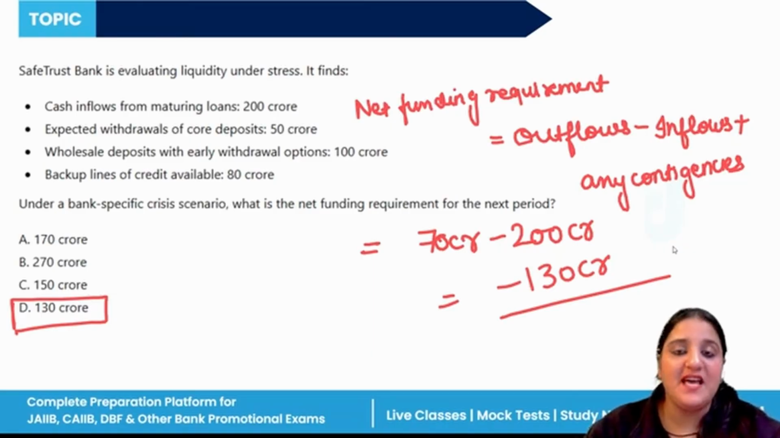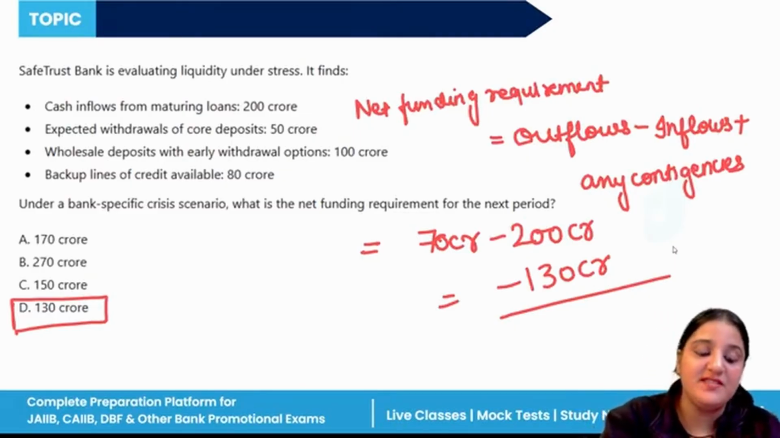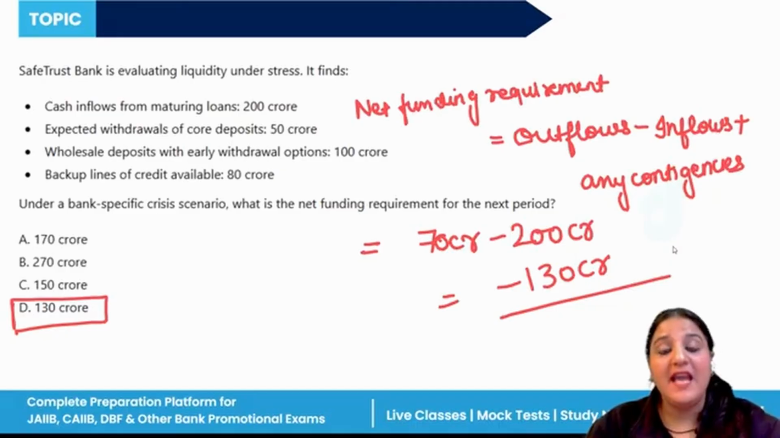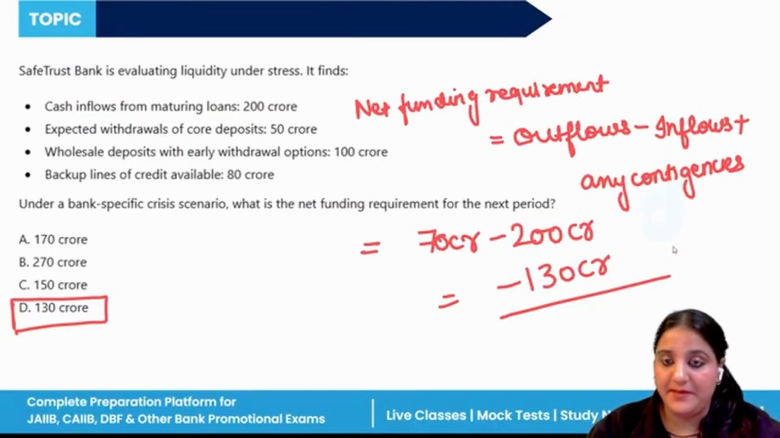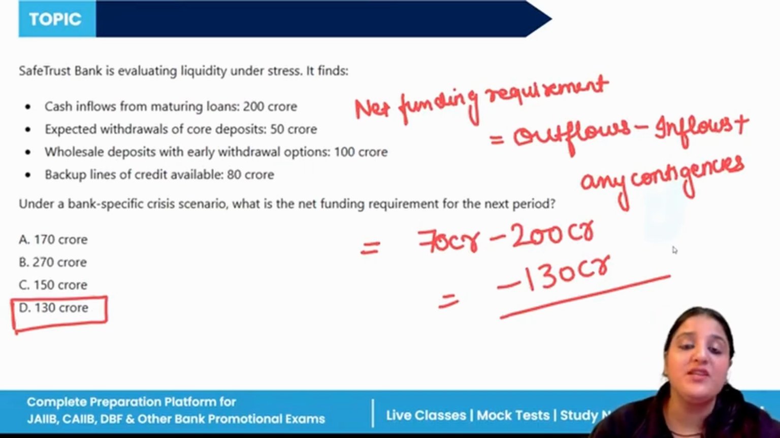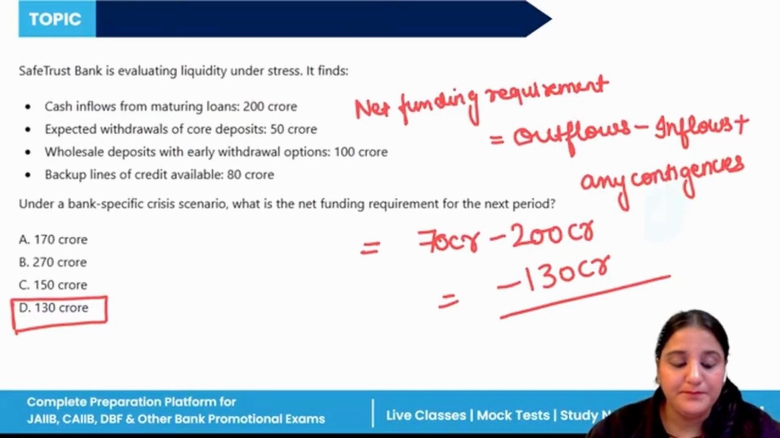Liabilities are always classified into three categories: contractual cash flow reducing outflows, core deposits that remain in mild stress and run off slowly, and all the remaining liabilities, which include wholesale deposits and non-contractual maturities, which are prone to sudden outflows. Now, next question.